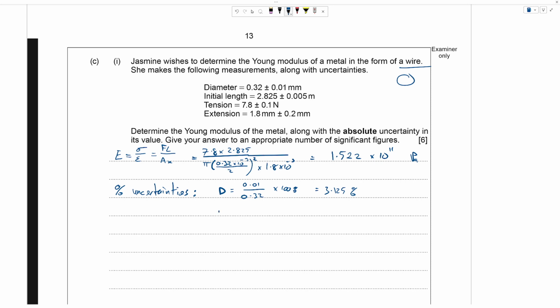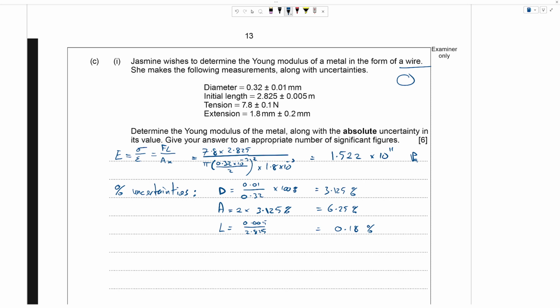Therefore, the percentage uncertainty in area is going to be 2 times that. And remember, when we square something, we're multiplying it by itself, and if you multiply it by itself, then you add the percentage uncertainties. So we're adding 3.125 to itself to get 6.25%. Okay, initial length, 0.005. This is going to be very small: 0.18%. So pretty tiny.